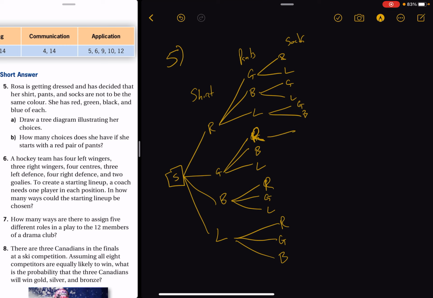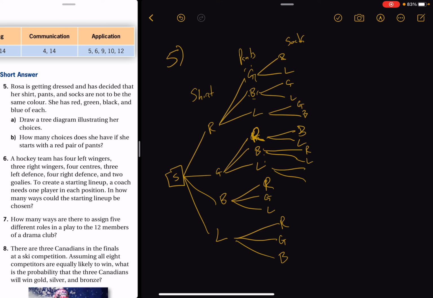If she chooses red, and the way I'm doing it is I'm just using the other two and just marking them. So I have red. That means I can wear black or blue. If I wore black pants and a green shirt, I can wear red or blue. If I'm blue, etc., etc.